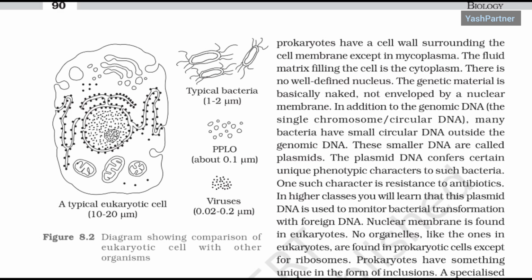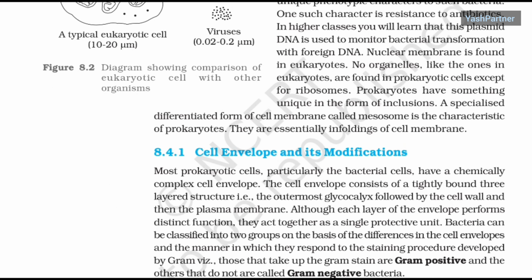Nuclear membrane is found in eukaryotes. No organelles like the ones in eukaryotes are found in prokaryotic cells except for ribosomes. Prokaryotes have something unique in the form of inclusions. A specialized differentiated form of cell membrane called mesosome is the characteristic of prokaryotes. They are essentially infoldings of the cell membrane.